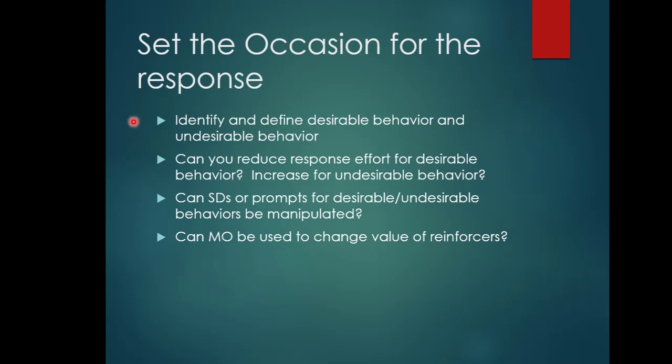You're going to identify what you want to happen and what you don't want to happen. Make sure that they're defined, so you know what they are. Then you're going to ask yourself, can I reduce the response effort for the desirable behavior? Can I make it easier to do what I want to do? Or someone else, if you're talking about someone else's behavior, can I make it easier for this person to engage in the desired behavior? And can I make it more difficult to engage in the problem behavior?